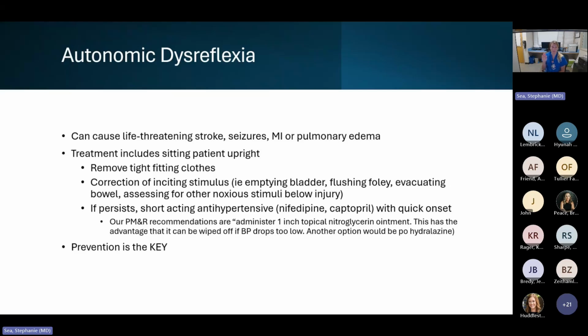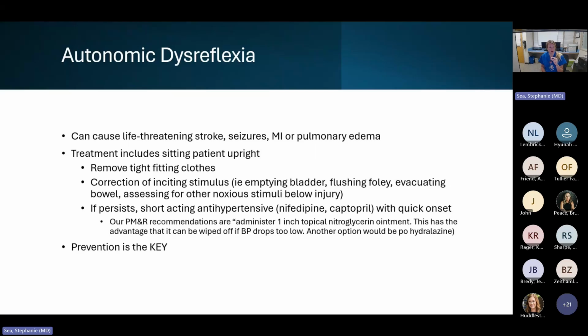So treatment: sitting them upright, removing any inciting factor, and so getting off tight fitting clothes. If they have an abdominal binder, getting that off, making sure their Foley is flushed. Do they need a disimpaction? Do they have any other distracting injury from below? Something as simple as, I've read, an ingrown toenail can cause this. If it continues to persist, a short-acting antihypertensive can be given to help get that blood pressure down.